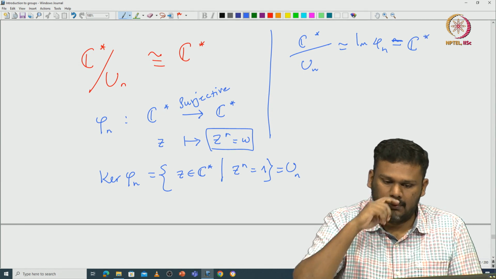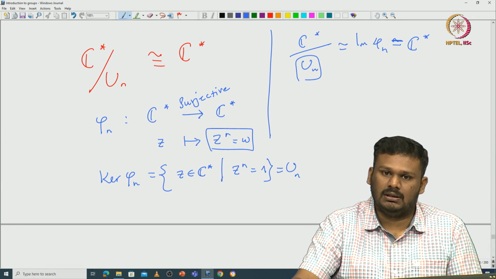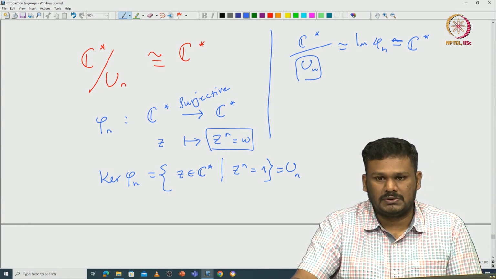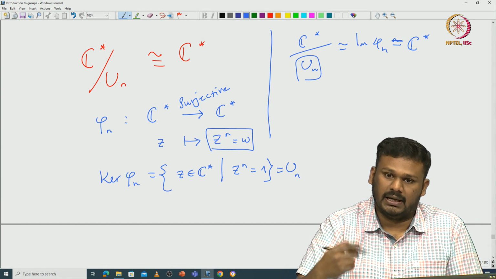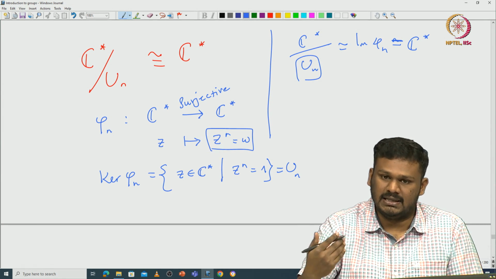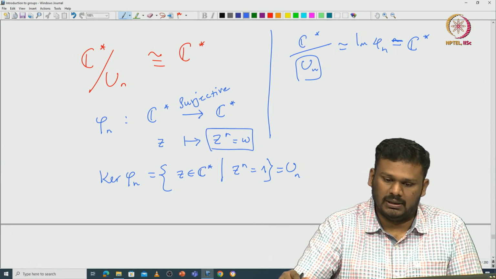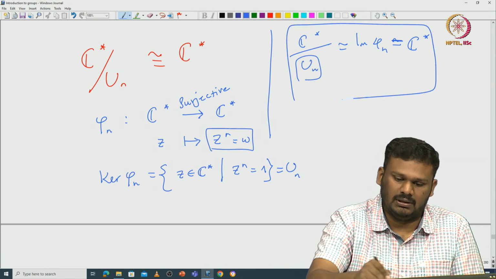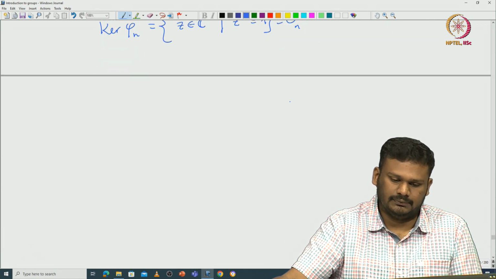So for all these finite subgroups of C star, if you go modulo them, you are getting C star. But these subgroups are definitely not isomorphic because they have different cardinalities. U_n has exactly cardinality n, so when n varies, they have different cardinalities. But their quotients are all isomorphic. So something very strange can happen when you go to the quotient.